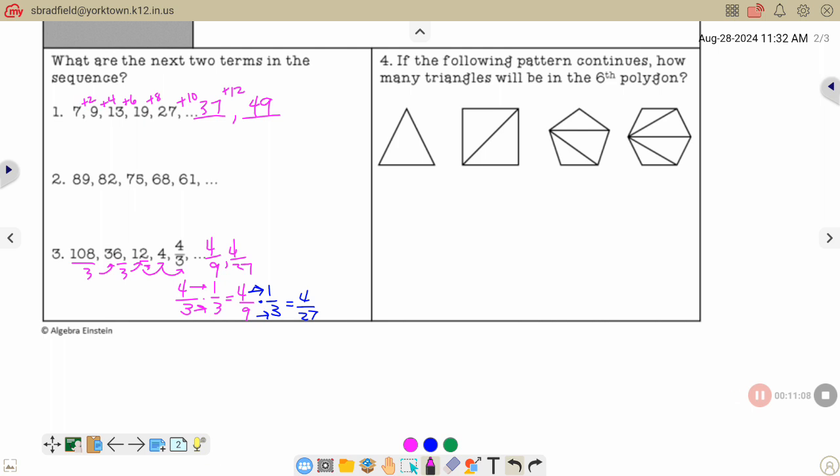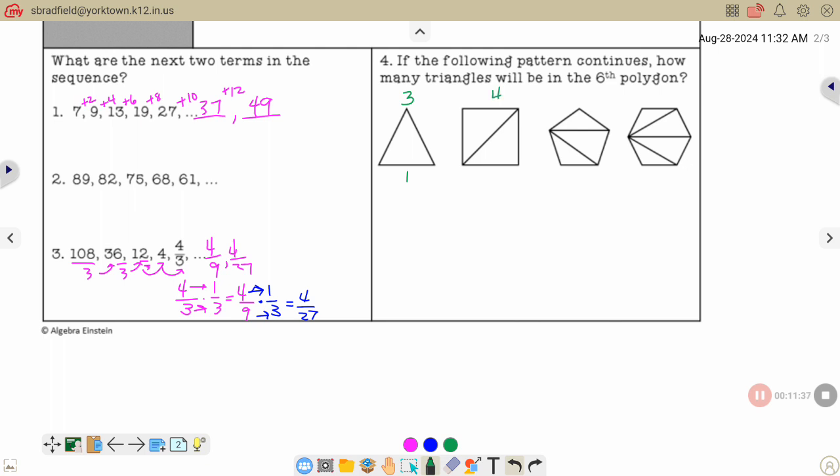Number 4, if the following pattern continues, how many triangles will be in the 6th polygon? All right, let's talk about this a little bit. We've got some polygons here. What is the first one called? A triangle. And how many sides does the triangle have? 3. How many triangles do you see there? 1. The second figure is a square. How many sides does it have?